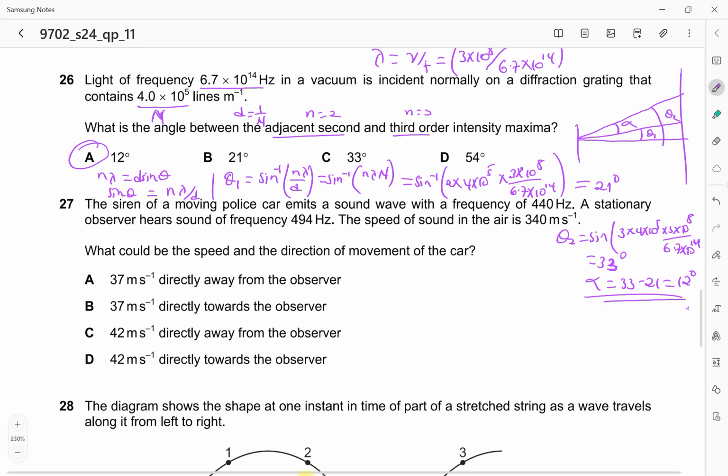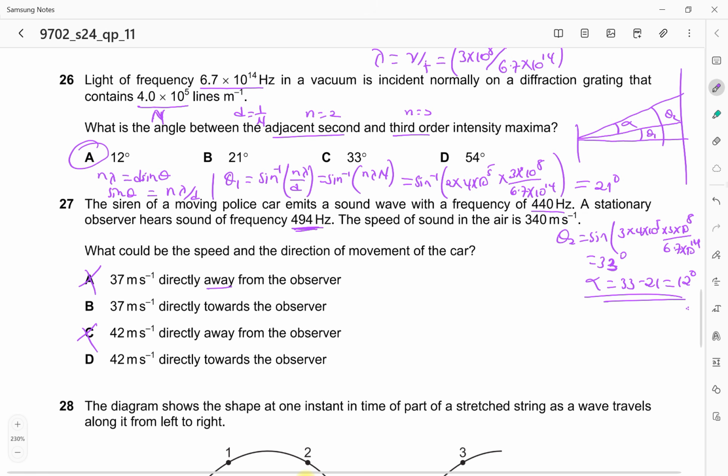The siren of a moving police car emits a sound wave with a frequency of 440 Hz. A stationary observer hears sound of frequency 494. So this is the normal frequency, 494 is the observed frequency. The speed of sound in air is 340. Notice that this one is higher than the normal frequency, so it must be moving towards. So I will remove A because A is saying away, and I will remove C because C is saying away. Because the observed frequency is higher than the frequency of the source, so it must be moving towards.